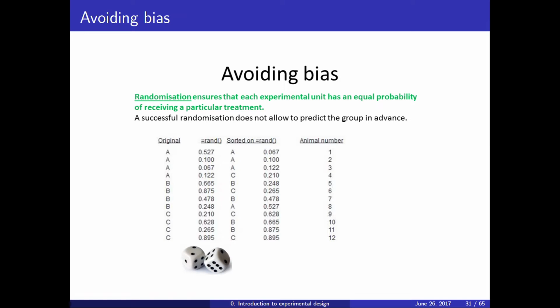And the best way of avoiding bias is randomization. So randomization ensures that each experimental unit has an equal probability of receiving a particular treatment. And you should always randomize using a computer, because if you try to randomize by hand, there have been studies that show that humans tend to make patterns in the randomized sequences. So yeah, this is a very simple way of randomizing using Excel.